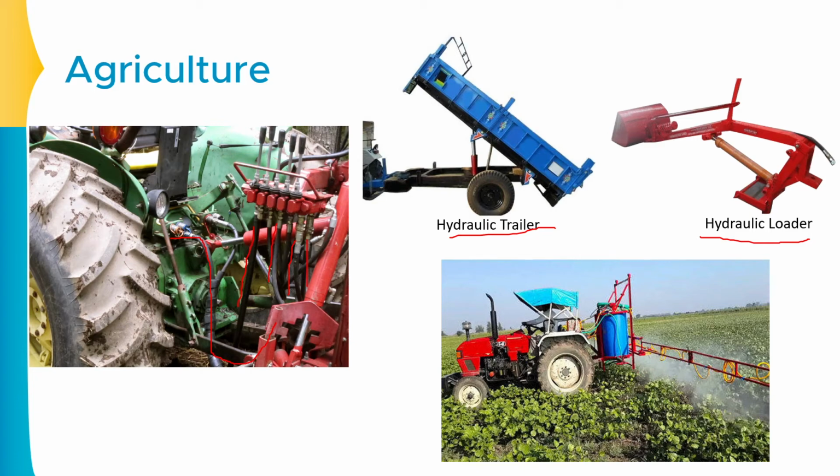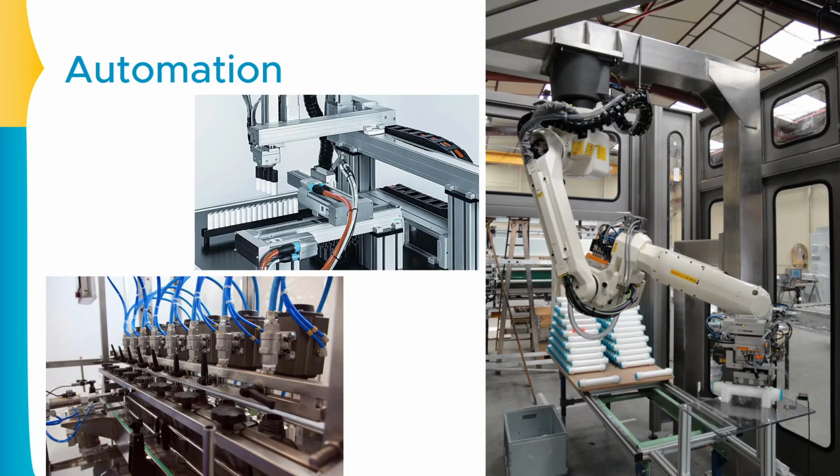Other than that, in automation there are lots of applications: automated transfer lines and auto pick and place systems. Other than that, with any kind of robotic arm, if you observe hydraulic and pneumatic lines passing through, it is most probably hydraulically operated. In most cases, when it comes to heavy power applications, we use hydraulic or pneumatic systems.